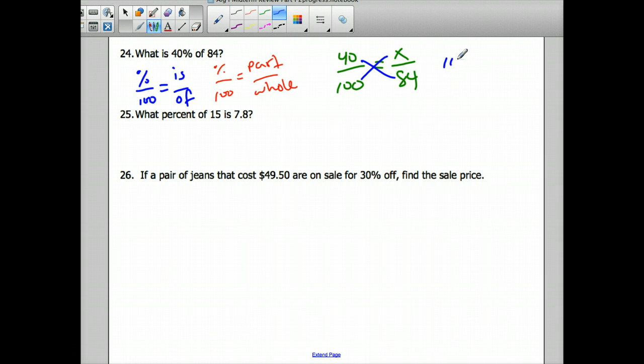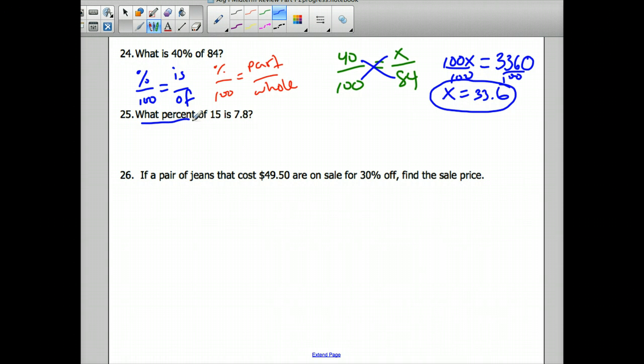So 100x equals 40 times 84, which is 3360. Now I crunched those numbers on my calculator earlier, so I could just do this quickly. Make sure that you use a calculator and don't try to crunch the numbers in your head and end up getting a wrong answer just because of something silly like that. So our answer is divide both sides by 100, and we get 33.6. So 33.6 is 40% of 84.